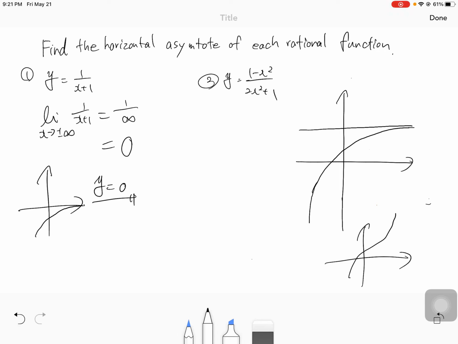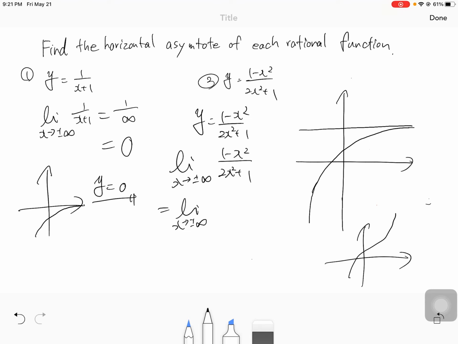Okay? Then let's work on number 2. y equals 1 over x squared over 2 squared plus 1, and the limit as x approaches plus or minus infinity. Do you remember what you have to do in this case? Yes. What you have to do is divide by the highest power of the denominator, which is x squared. So let's try it. 1 over x squared, negative 1. 2 plus 1 over x squared.